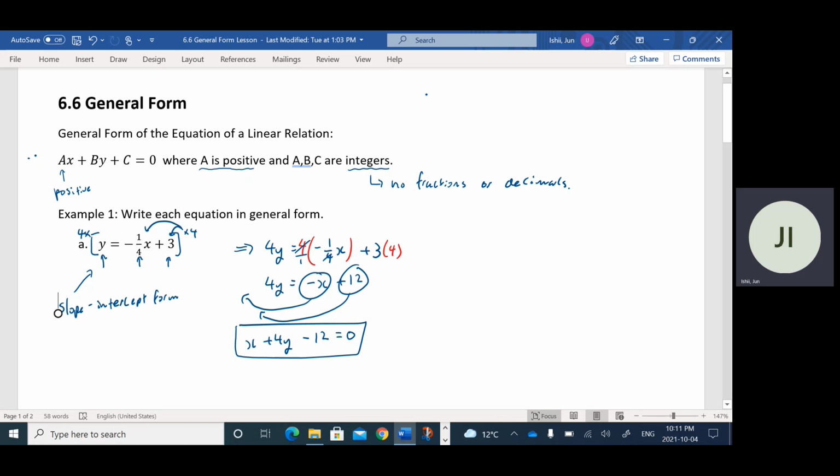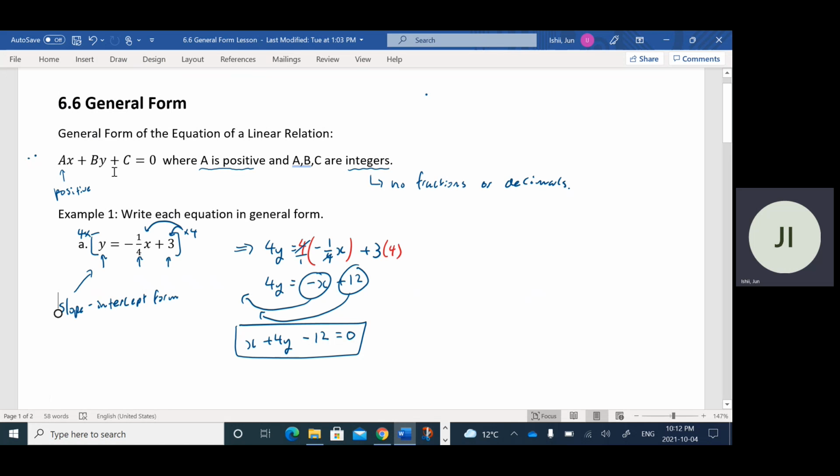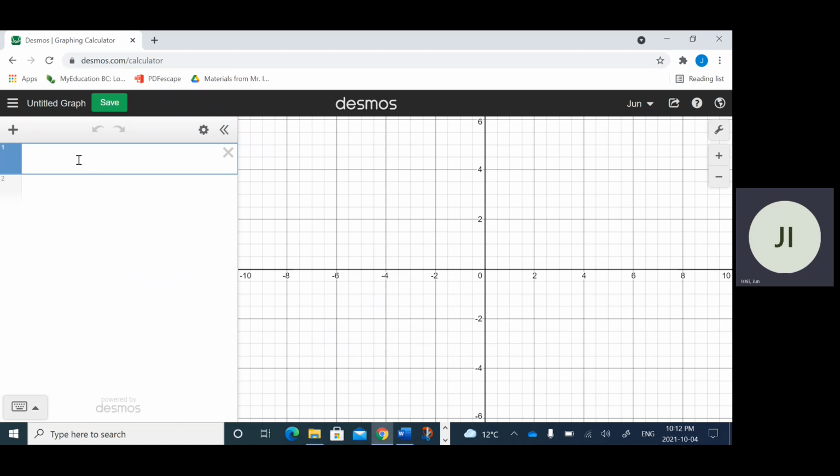Before I go on to the next part, I'm going to use the graphing calculator, Desmos, that I showed you in the last lesson. I'm going to graph each of these equations to show you that they are actually the same. Let's take a look. I'll copy that onto here, and you'll see that it graphs the line in slope-intercept form.